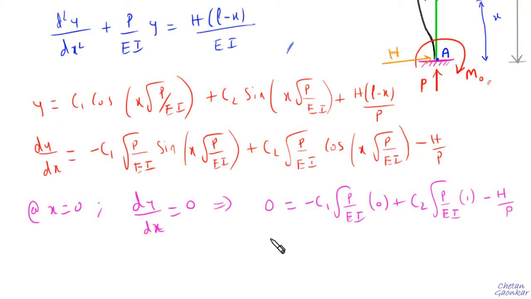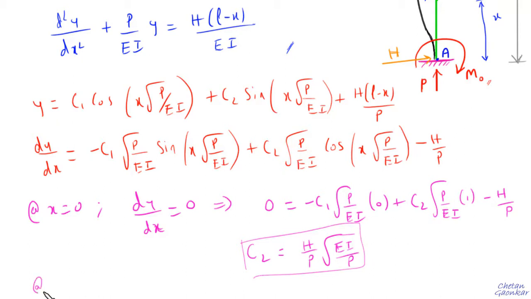So from here we get that this term will be 0. We get C2 equal to h by p ei root of ei by p. So this is what we get here: we get C2 as this term.